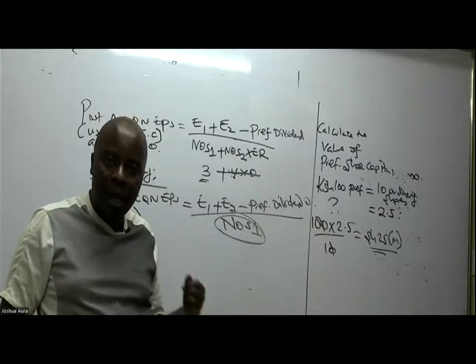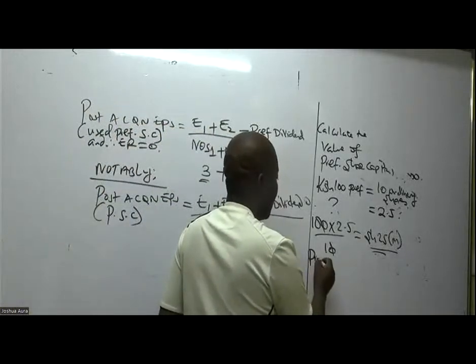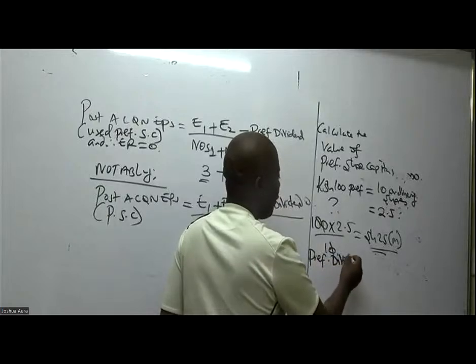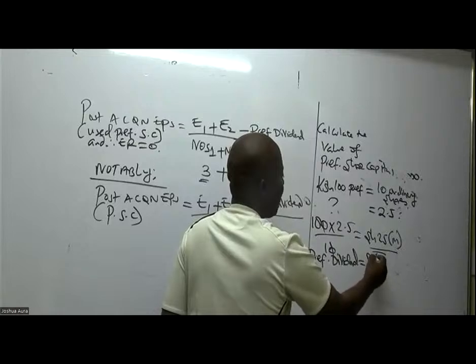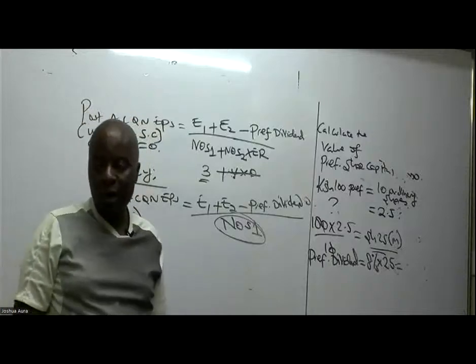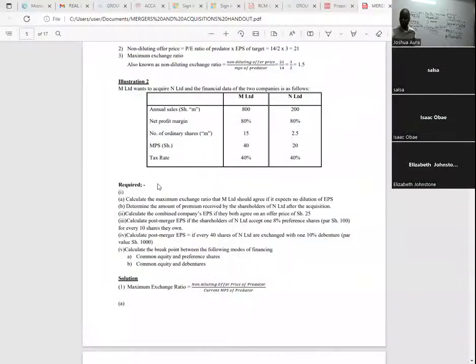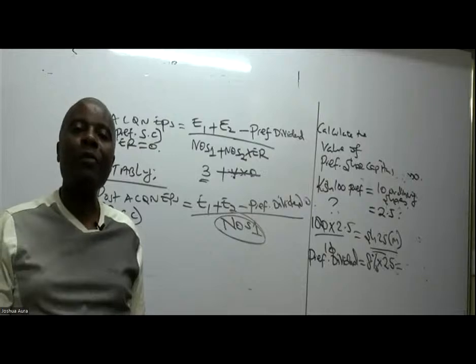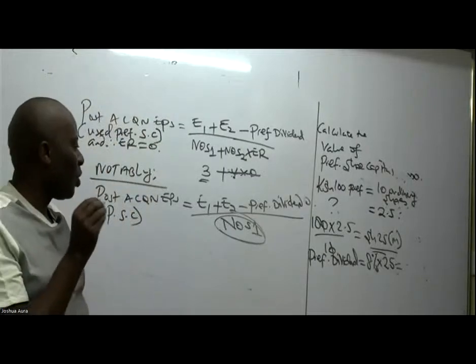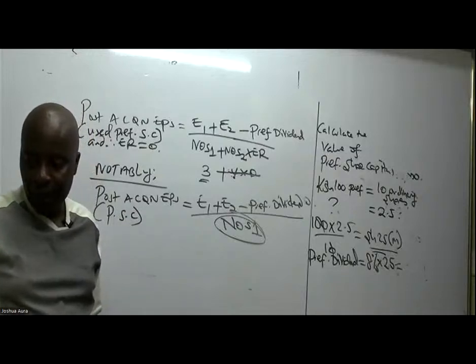Now, having gotten that, I'll ask myself, out of these shillings 25 million, how much in preference dividends will I be paying? So come here and calculate the preference dividends. They have given me the preference dividend rate as 8%. So 8% of 25 will be equal to how much? It is 8% of the total preference share capital.